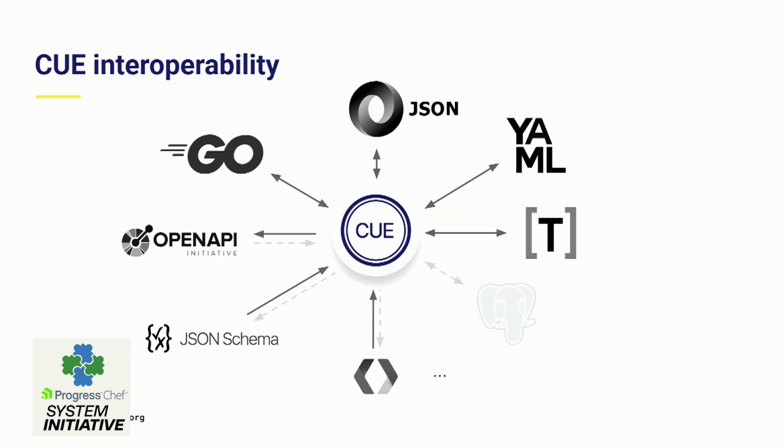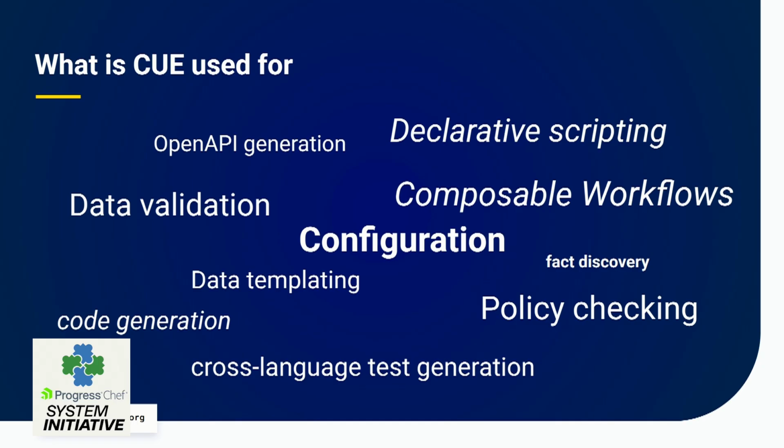So CUE, because it has such a well-defined model for what configuration is and data and all these things, we have a lot of converters for other API definitions, data, YAML, TOML, all these things. So CUE is also used a lot as an interoperability tool. Here you see some uses of CUE. People use it for OpenAPI generation, declarative scripting. You can make composable workflows, policy checking, validation, and some people just use it as guardrailing.